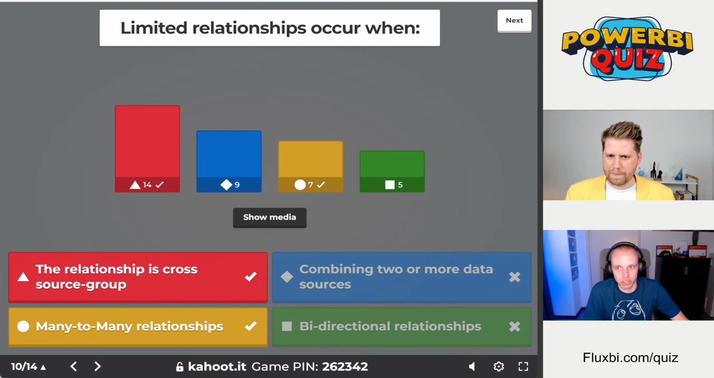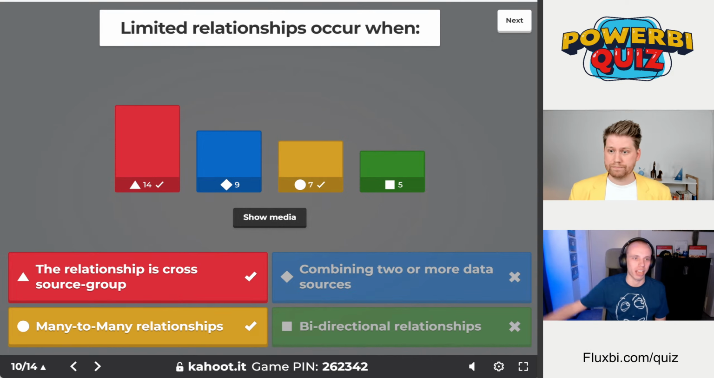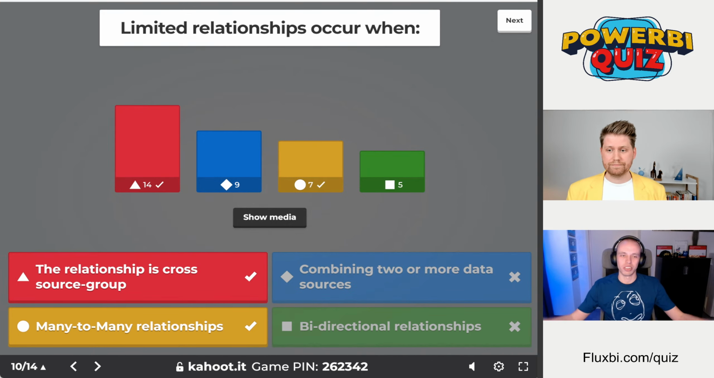Yes, and the trick one here was combining 2 or more data sources, and that is not correct because if you import from a SQL database, or from SAP HANA or Snowflake, you still enter the same source group as soon as you import it. If you have both on direct query, then it will turn into a cross-source group.